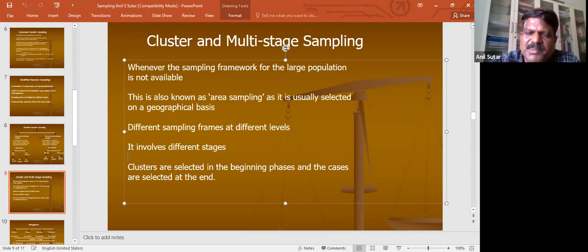In such cases, how should I study these small farmers in the whole of Maharashtra without compromising scientific rigor? I will illustrate the method. In such cases, the cluster and multi-stage sampling method actually rescues the researcher. This sampling is also known as area sampling. Why is it so? Because basically the selection is decided on a geographical basis. I will show an illustration.